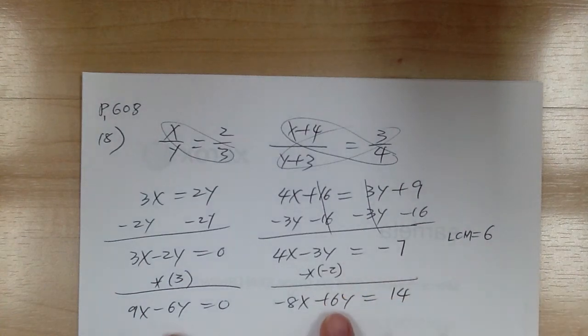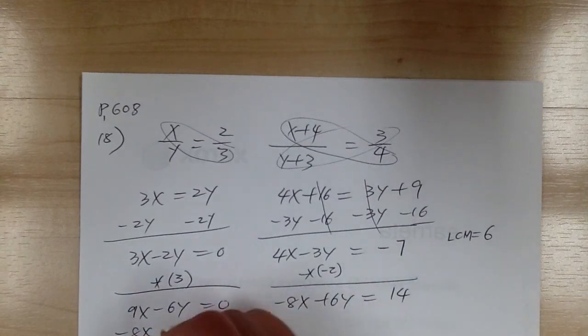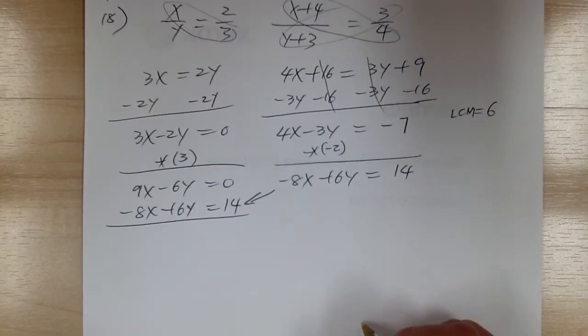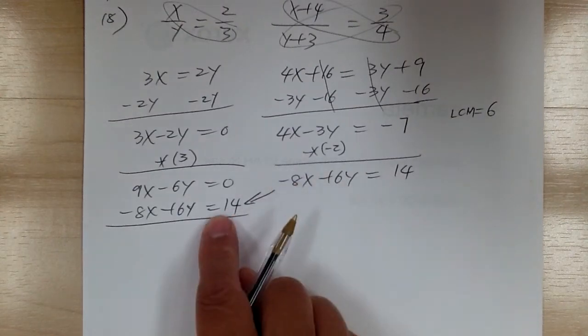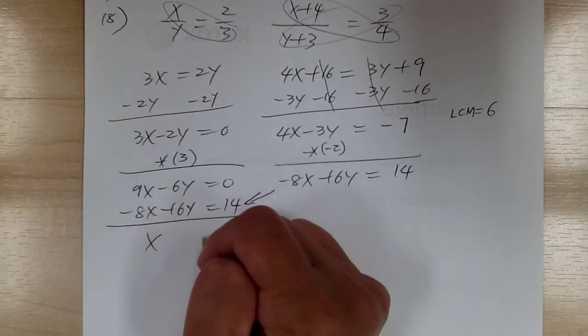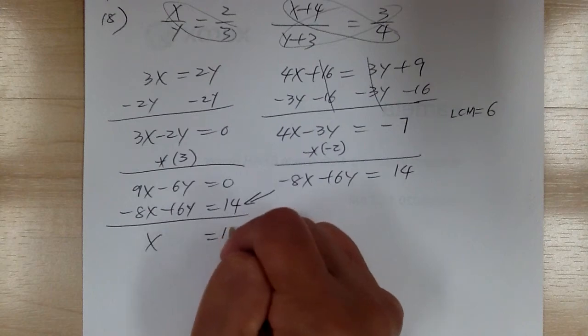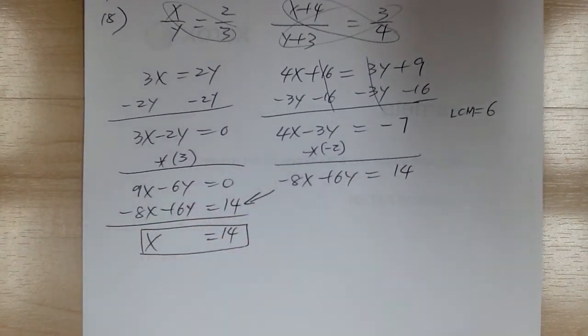So again, you want to make them opposite. And I'm going to put this under here. So negative 8x plus 6y equal to 14. Okay. So put this under here. Now when you add, you're going to get x, this cancels out, equal to 14. And that's it for the x.